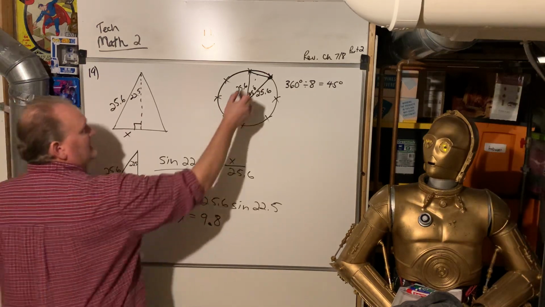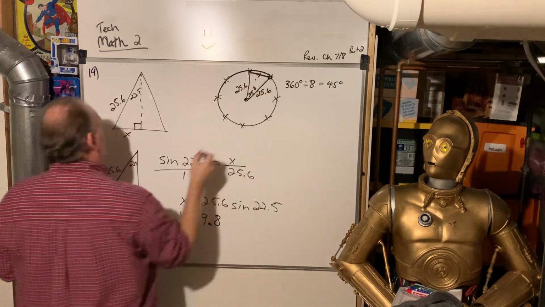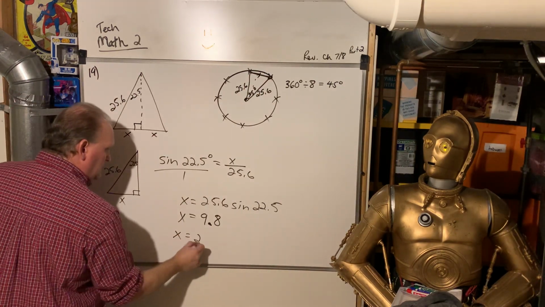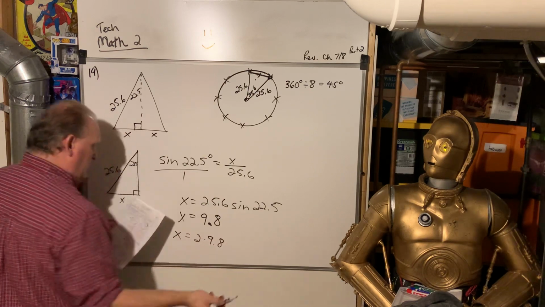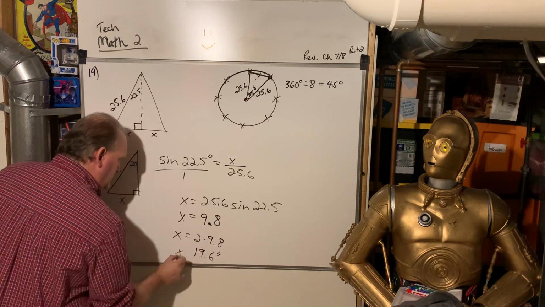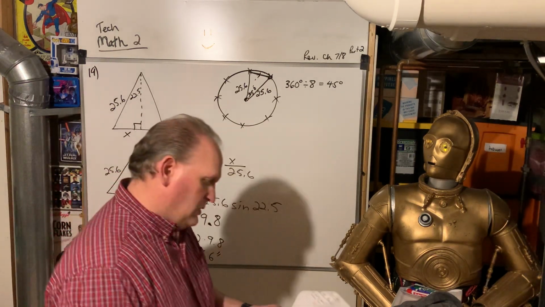So if I know this is 9.8 from here to here, well, then that's also 9.8. 9.8 and 9.8. So times 2. And we're looking at 19.6 inches. All right. Let's get home.